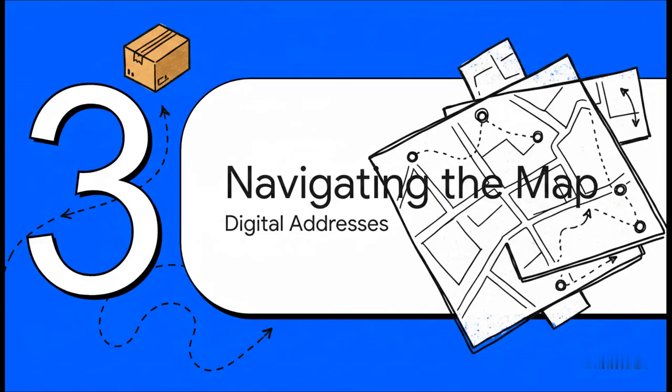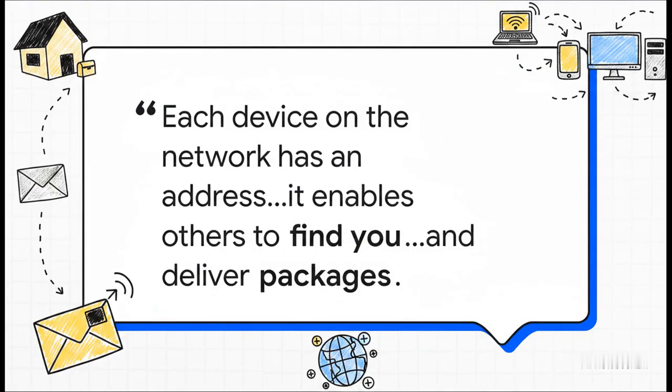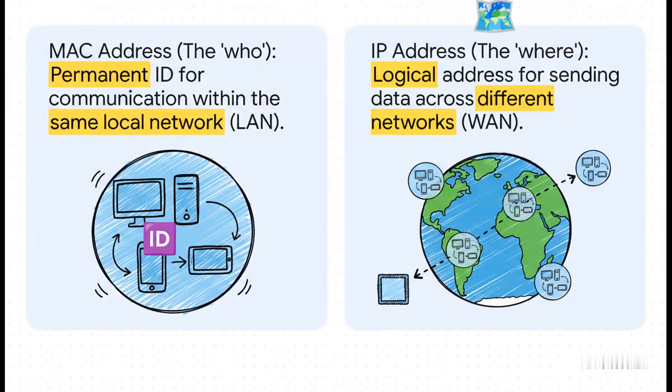Okay, so we've got the package, we've got the road, but how does the package know which turns to take to actually get where it's going? That's where navigating the map comes in. We're diving into the global postal system of digital addresses. There's a quote from the source material that puts this perfectly. It says that just like your house needs an address for the mail to find you, every single device on a network needs an address so data can find it. Simple as that.